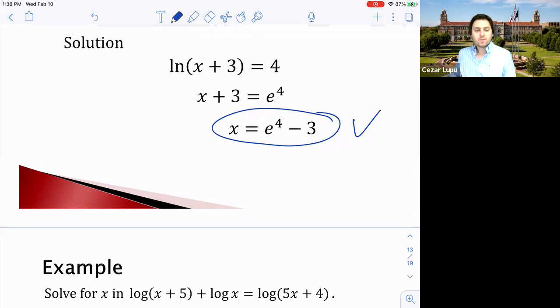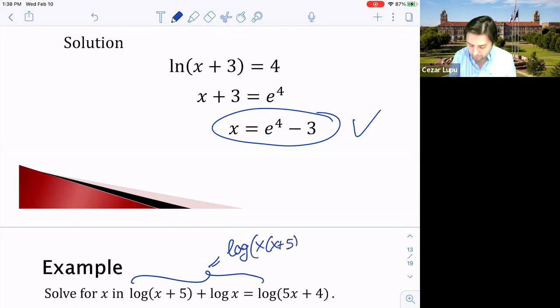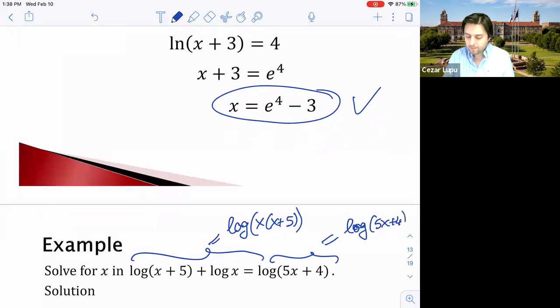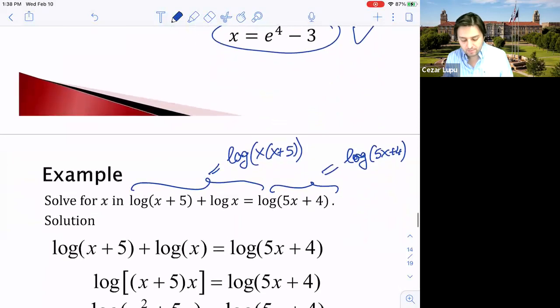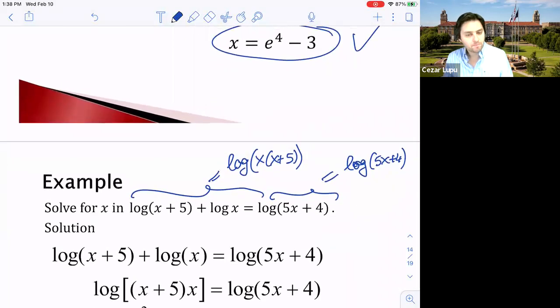Yep. So as you can see here on the left-hand side, we have something we can operate on, this one here. We have the same base, so it will be log of x times x plus 5. And here on the right-hand side, we have log of 5x plus 4. Well, let's see.